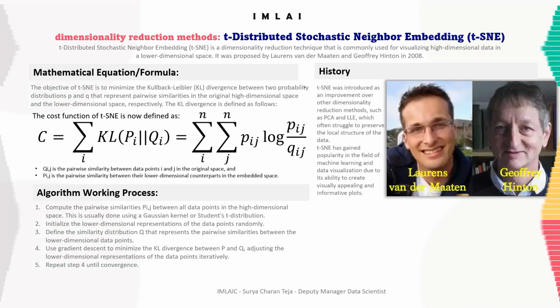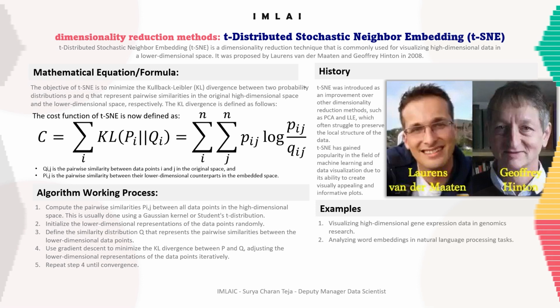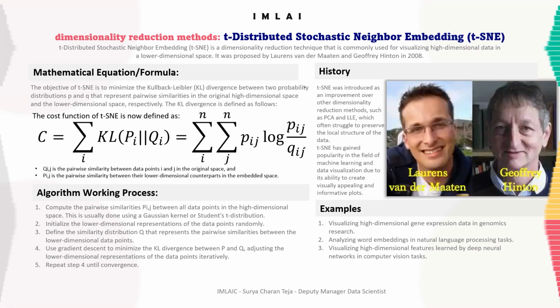So now let's also look into some real life examples where it can actually be applied. t-SNE is commonly used in various domains such as visualizing high dimensional gene expression data in genomics research, analyzing word embeddings in natural language processing tasks, visualizing high dimensional features learned by deep learning neural networks in computer vision tasks, and understanding consumer preferences and clustering products based on user behavior in e-commerce.